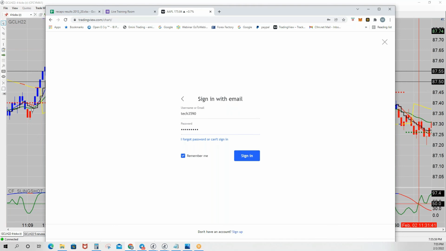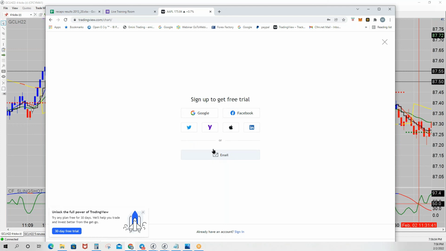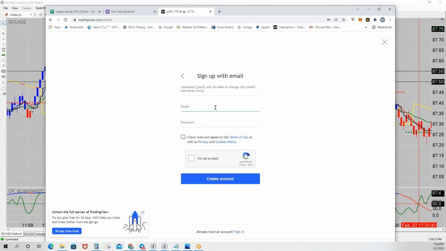Come down here. If you don't have an account with them already, come down to where it says don't have an account, sign up. Click on that and it's going to bring you here. Put in your email. You can log in with Google, Facebook, any one of these. But just throw in your email address, create your password and username, and hit create account.